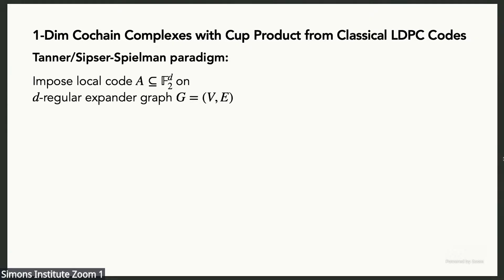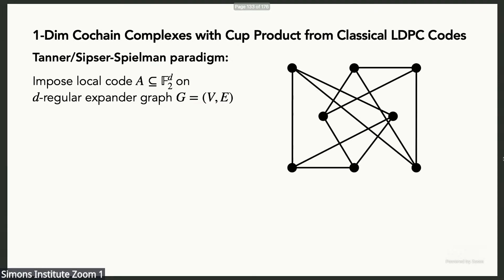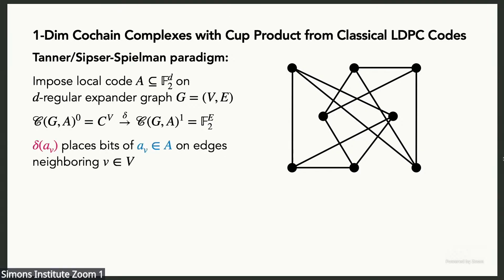So how do we normally construct classical LDPC codes? One of the most standard ways is the Sipser-Spielman paradigm, where we have some expander graph, say a constant degree, D-regular expander graph, and we impose some local code A on this expander graph. Meaning that we write down a one-dimensional cochain complex where at level 0, we have assignments of the local code A to vertices, and then assignments of bits to edges. And the coboundary map does the natural thing.